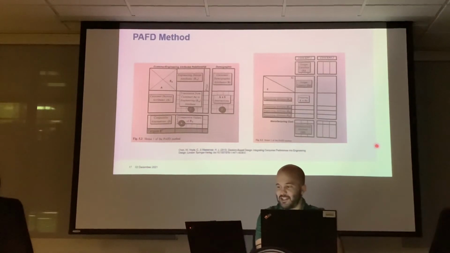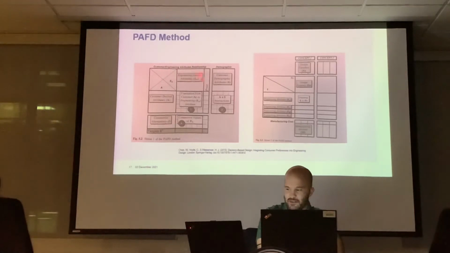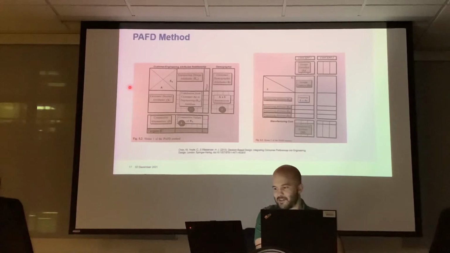The first section contains the relationship matrix of the customer desired attributes to the engineering design attributes. The second section contains another relationship matrix of the interactions between the customer demographic attributes and the customer desired product attributes. And the third section contains a table that shows the tabulation of the competitive alternatives with the engineering design attributes resulting from the customer desired product attributes, as well as the price and the engineering targets.